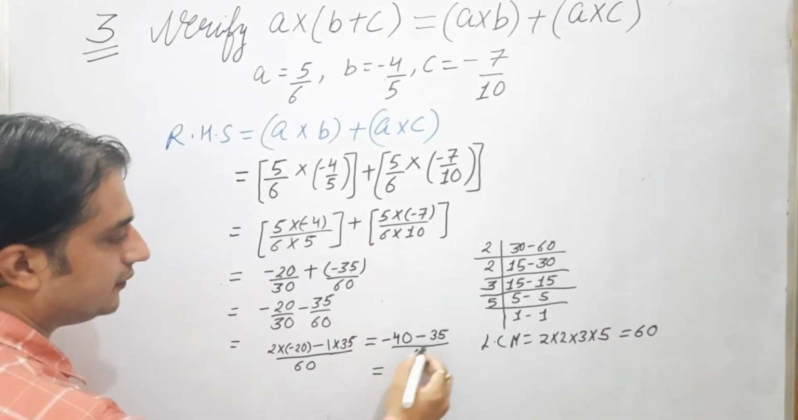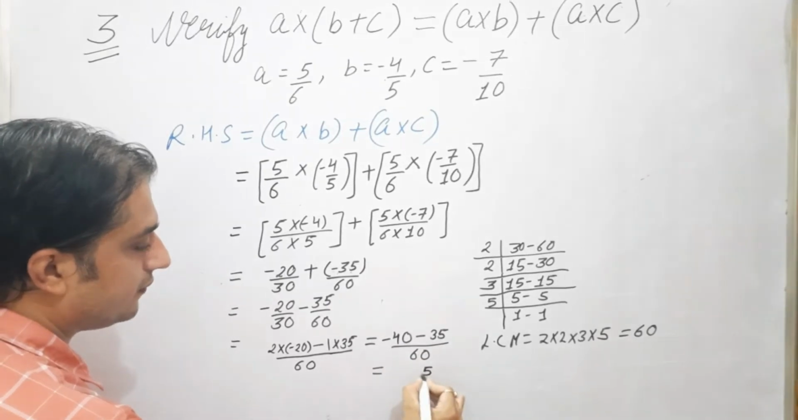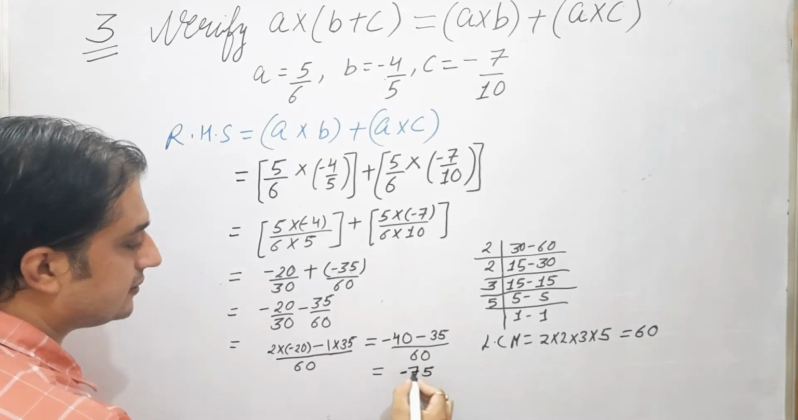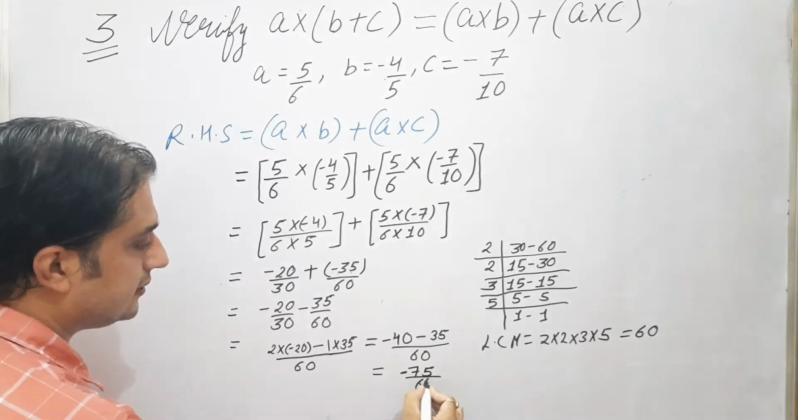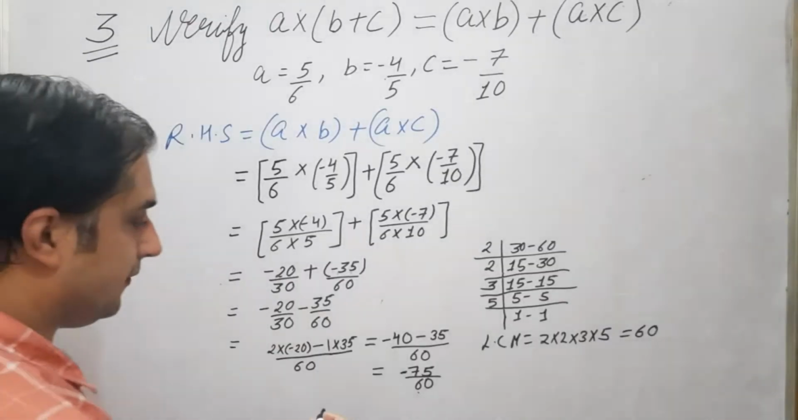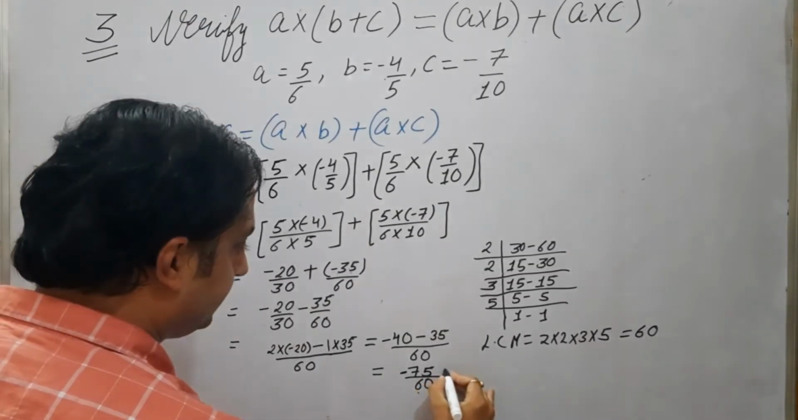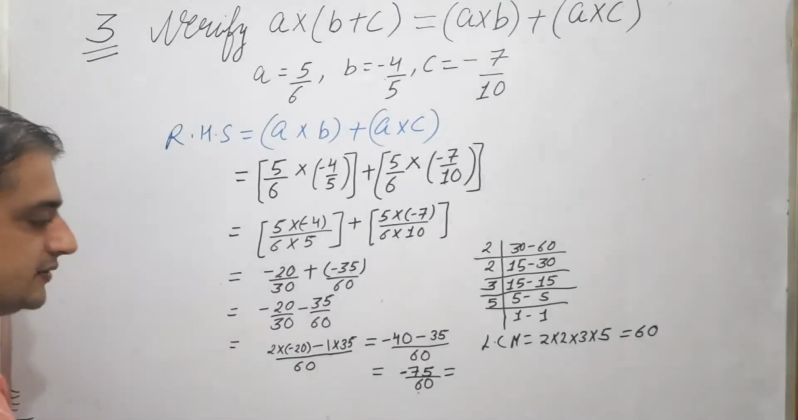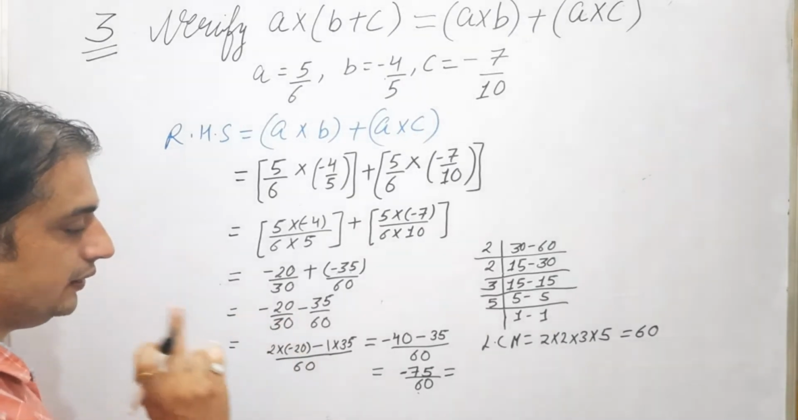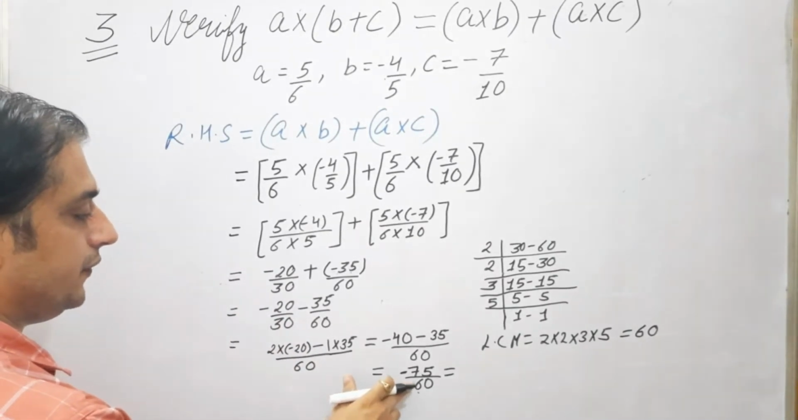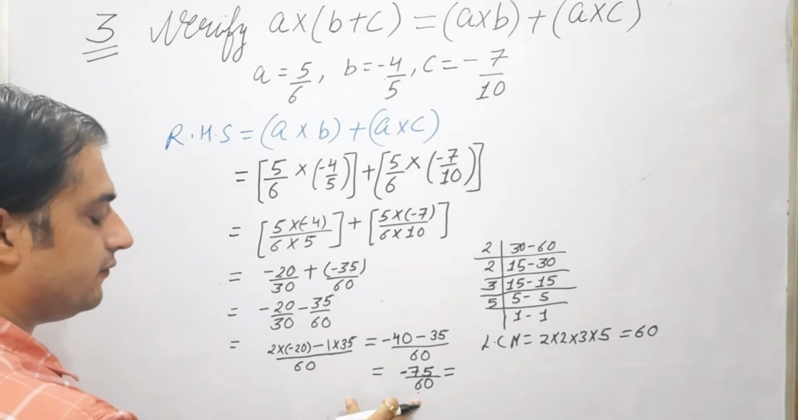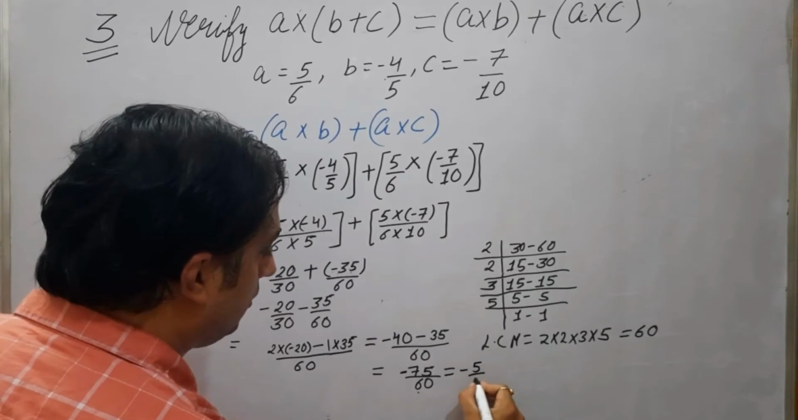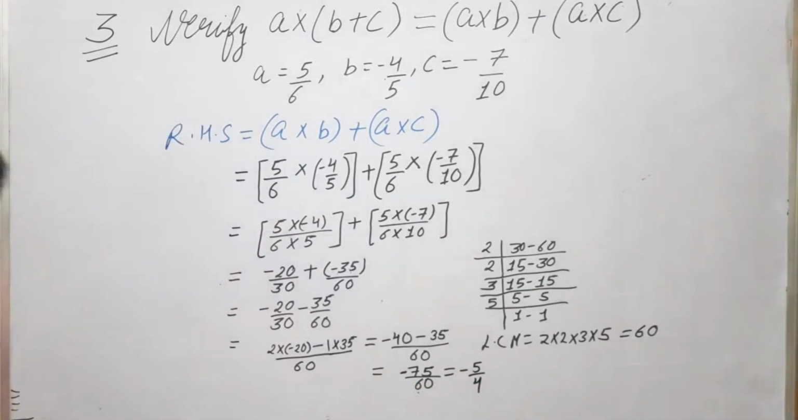Just add them and place the same sign. 40 and 35. 5 plus 0, 5. 3 plus 4, 7. Sign is minus. And place the denominator 60. So further simplify it into the lowest fraction. So on which table these two numbers can be divided? So with 15, if I take 15, 15 5s are 75 and 15 4s are 60. So it will become minus 5 upon 4 when divided by 15.